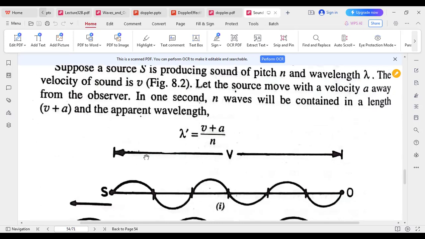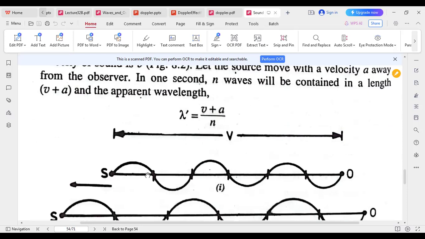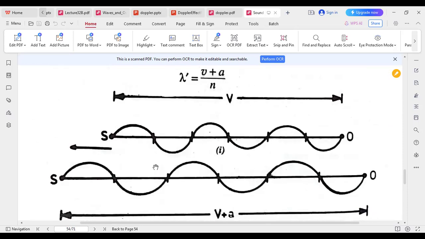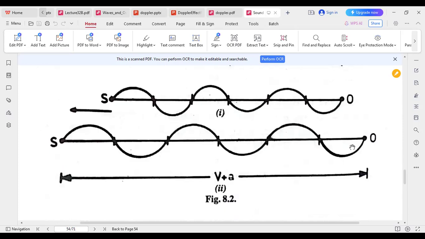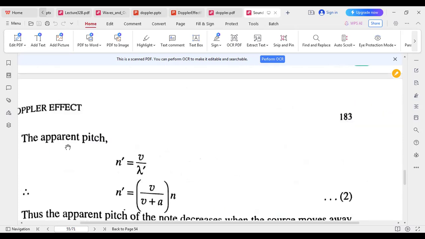Now this is when the source moves away from the observer. This whole distance is b in 1 second. But after moving away from the observer, the distance is b plus a in 1 second. Distance equals velocity multiplied by time, so velocity multiplied by 1. This is why the distance is b plus a. So the apparent pitch will be n dash equals b divided by lambda dash.